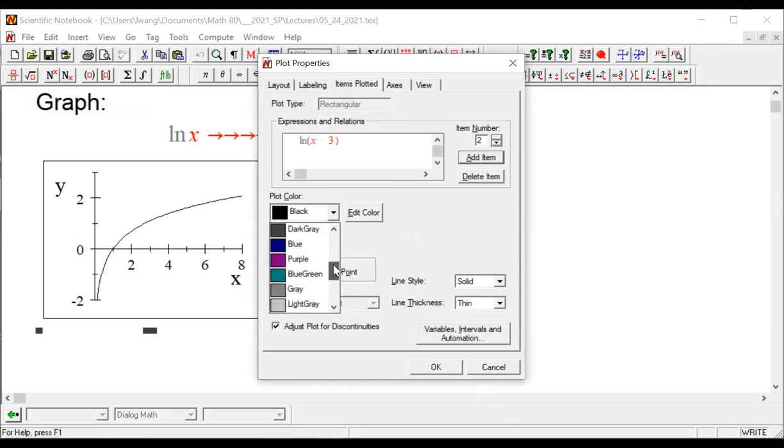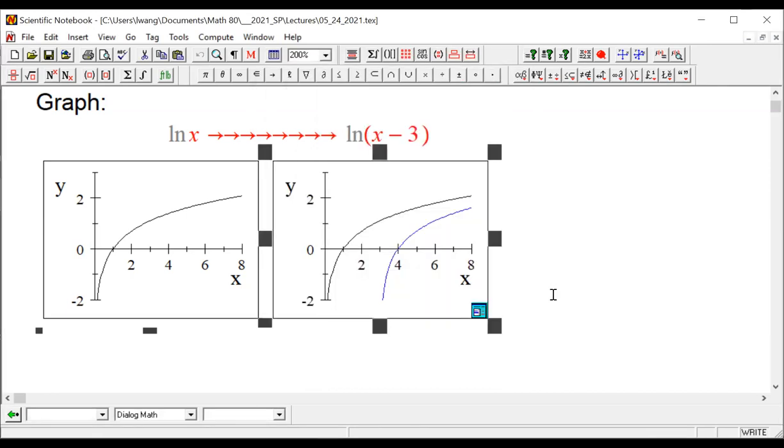So I'm going to make a different color. Blue. Okay, so it's shifting right. You see this point shifted 1, 2, 3. Every point is shifted to the right by 3 units.